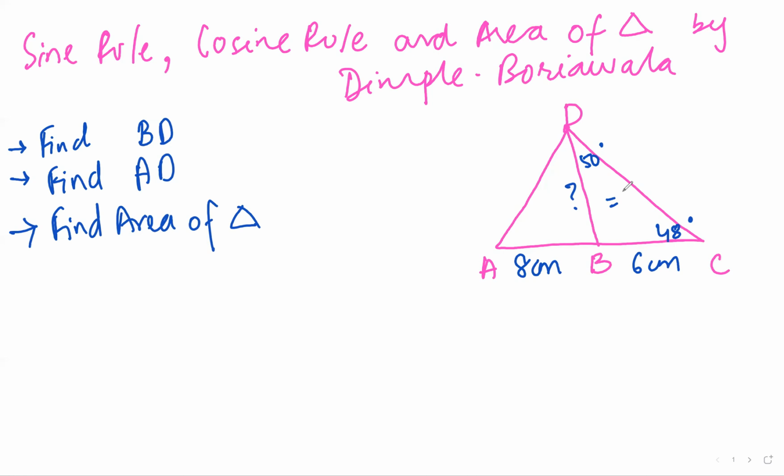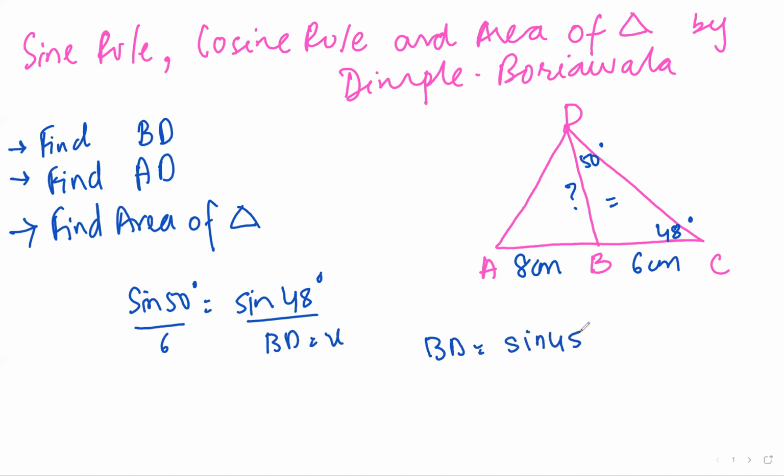Here I can see that I can apply sine rule. So sine 50 degree over 6 is equal to sine 48 degree over BD, which is my x, right? In order to find BD, BD will be taken on this side, sine 48 into 6 by cross multiplication, and sine 50 will come here. Then straight away on the calculator, just take sine 48 into 6 divide by sine 50.